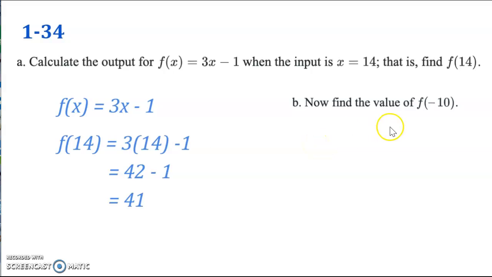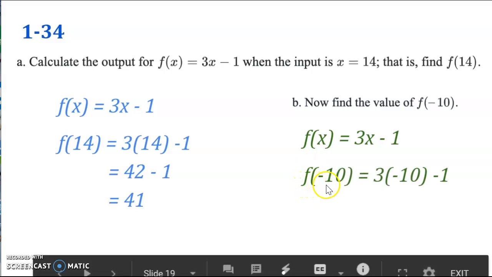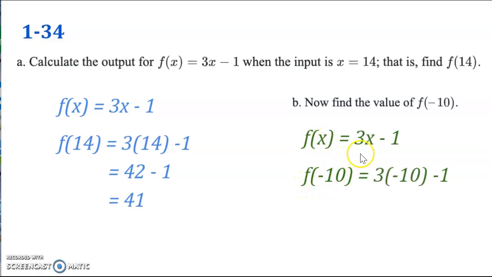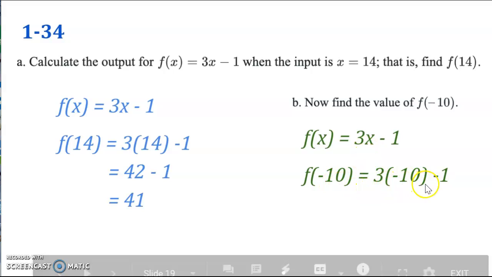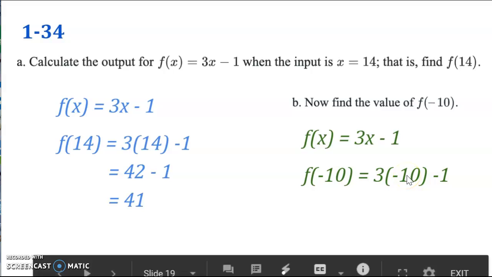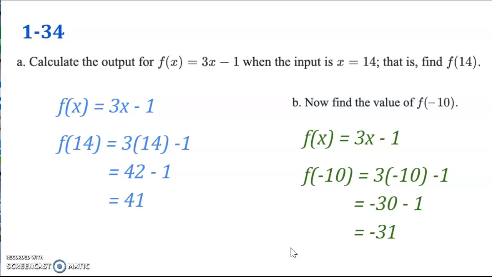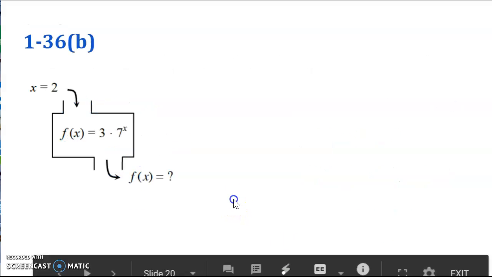Now f of negative 10. F of x is still 3x minus 1, and that was given to us from the problem. So now we're finding f of negative 10. That means that wherever x was, I'm going to substitute negative 10. And again, I'm using parentheses so that I do not lose the negative symbol. It's really easy to do. So 3 times negative 10 is negative 30, and then minus 1 is negative 31. So there you go.